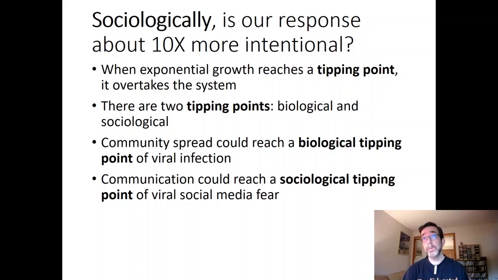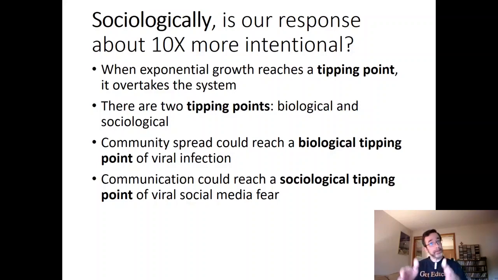When we get to the point where we're having a response that's 10,000 times worse to this than the regular flu, that's when I start to worry that we're at a sociological tipping point where we start doing friendly fire on ourselves, not with cytokines, but with words and with fear. So I want to say that we should be aware of this sociological tipping point. Community spread can reach a biological tipping point. We're trying to avoid that. As we avoid that tipping point, we also need to avoid the tipping point of sociological social media fear.